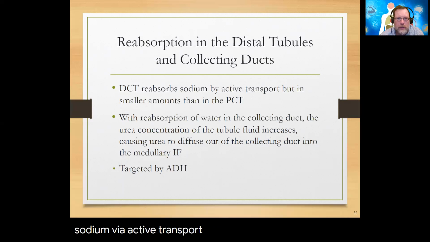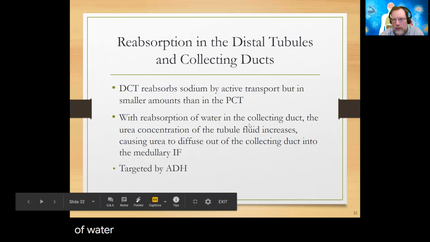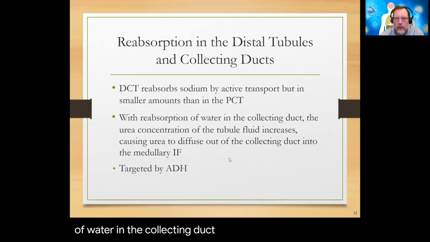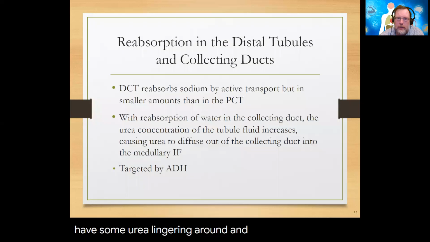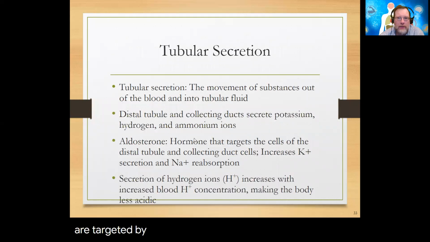We're going to see reabsorption of water in the collecting duct. Any urea that's in the collecting duct is going to diffuse into that medullary interstitial space. So urea into this area. So we could still have some urea lingering around in that medullary space. The distal tubules and collecting ducts are targeted by ADH, or antidiuretic hormone. That's where we can reabsorb more water if we need to.